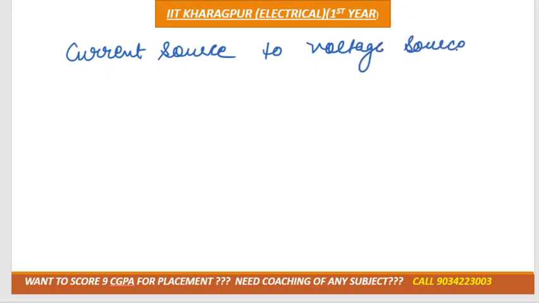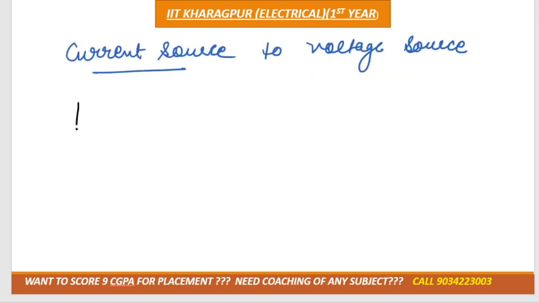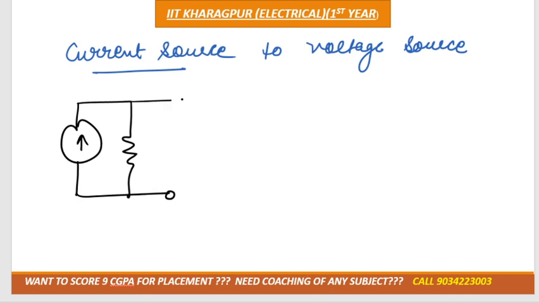Okay, yeah, current source also can convert downward. That also I'll tell. First, see this. This is the current source. Current source is converted into the voltage source.